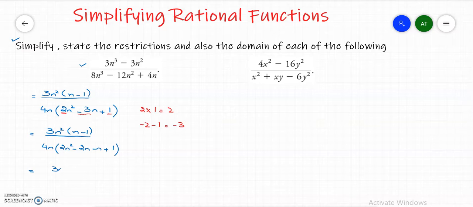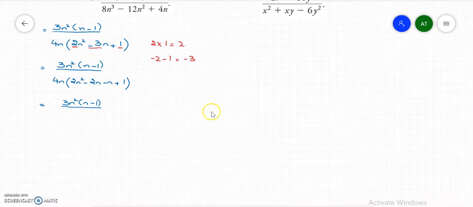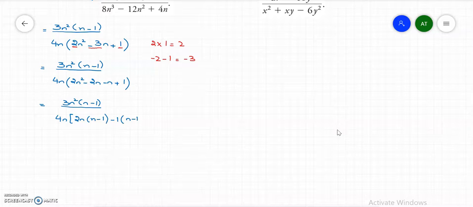So the numerator stays the same, 3n square into n minus 1, over. In the denominator we need to take the like terms common from the first two terms and from the last two terms. If we take 2n common, we are left with n minus 1, and if we take negative 1 common, we are left with n minus 1. So inside the bracket both the factors are the same. In the next step we are going to combine the factors. So the numerator stays the same, and in the denominator it would be 4n into n minus 1 into 2n minus 1.